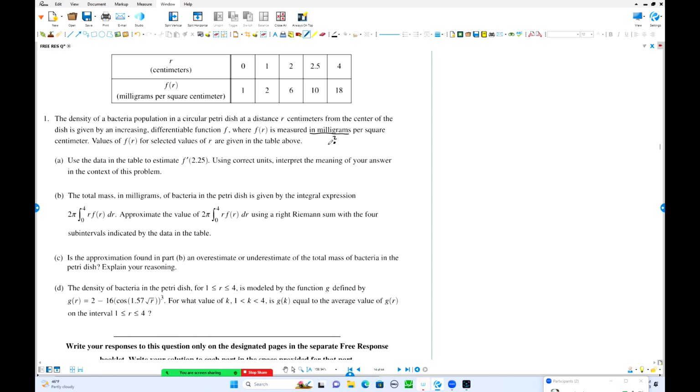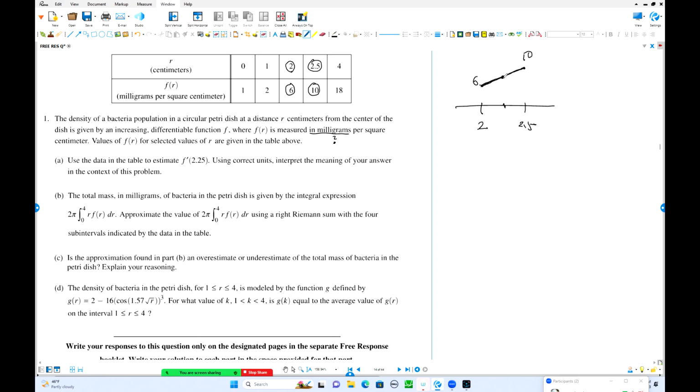Use the data in the table to estimate f prime of 2.25. In the middle, we use these two numbers. The rate of change between these two numbers is equal to the derivative in the middle, that's our definition. When r is 2 centimeters, f is 6, and when r is 2.5, f is 10. This is the rate, and for 2.25 in the middle we use the same rate.